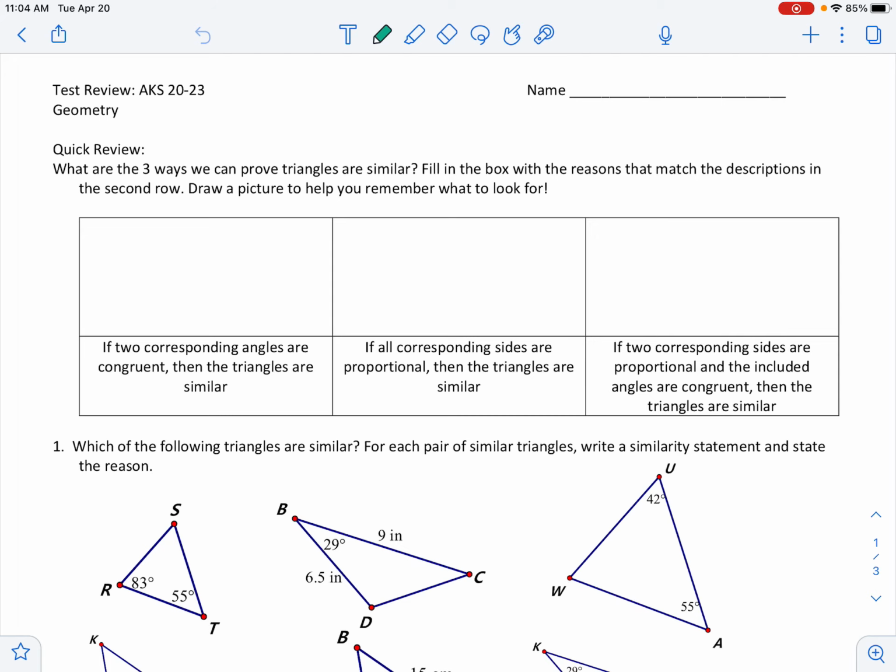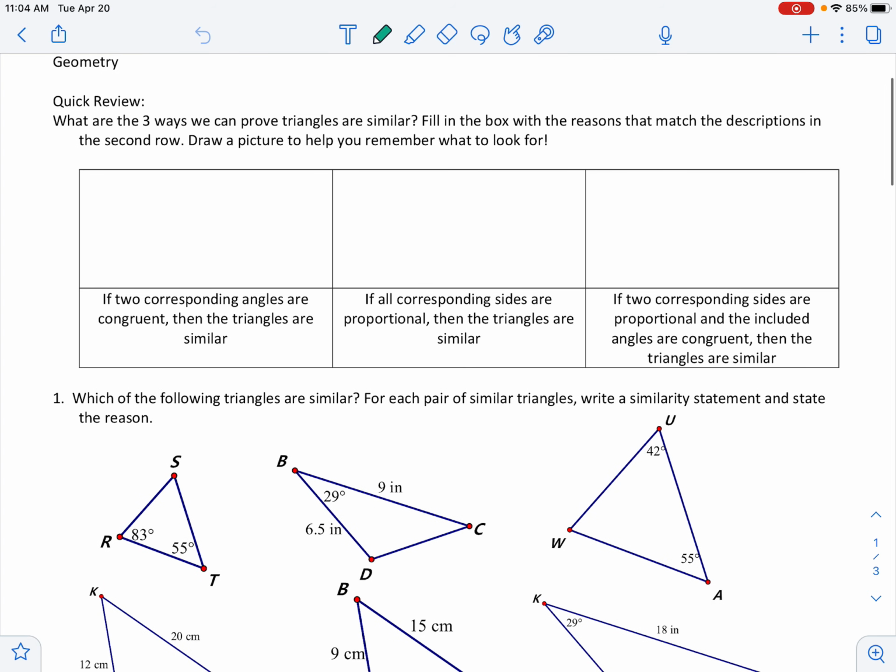All right, let's do a quick review before we get started on the similarities test review. What are the 3 ways that we can prove triangles are similar? We're going to match them with the descriptions in each box. So the first description says if 2 corresponding angles are congruent, then the angles are similar.